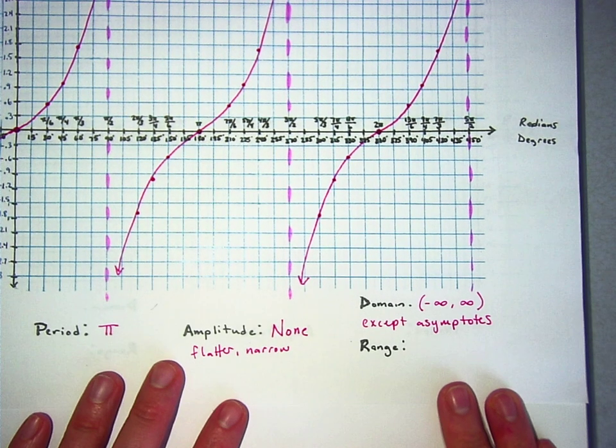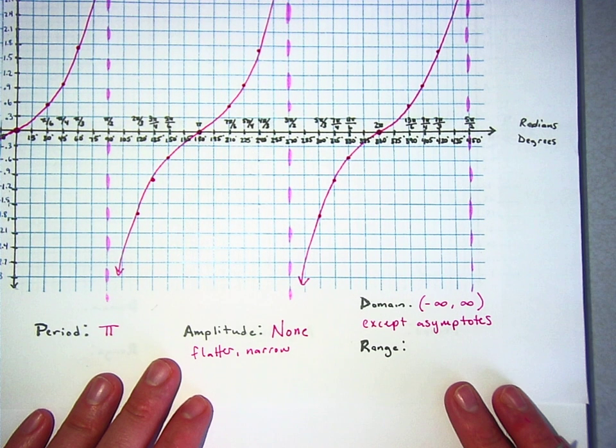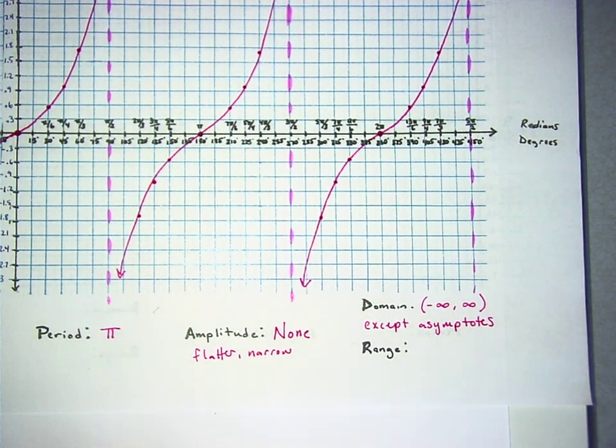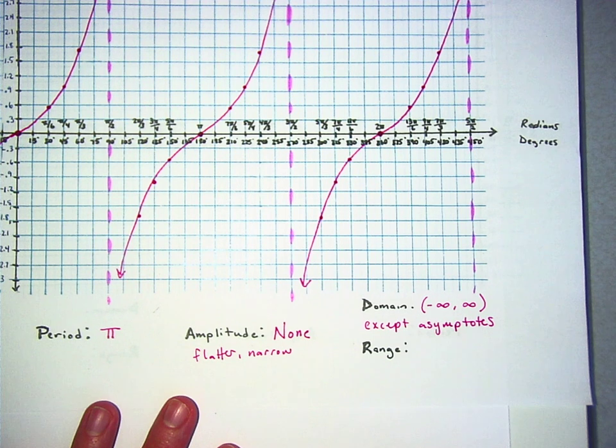Asymptotes are A, S, Y, M, P, T, O, T, E, S. That was cute. You all went except, and then you went eh. And everybody looked up at the same time like, I have no idea. How do you spell that? Has anybody had to write the word asymptote before? Oh, you have. Very cool.